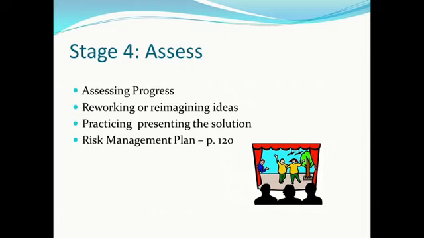A good tool at this point is the risk management plan, which is on page 120 in the roadmap. This is a way of evaluating some of the elements in your solution to determine what's the risk if something doesn't work. How are you going to fix it? What's the percentage? What's the chance that something might go wrong? That is more important when you're talking about the technical challenges or technical elements in your solution.